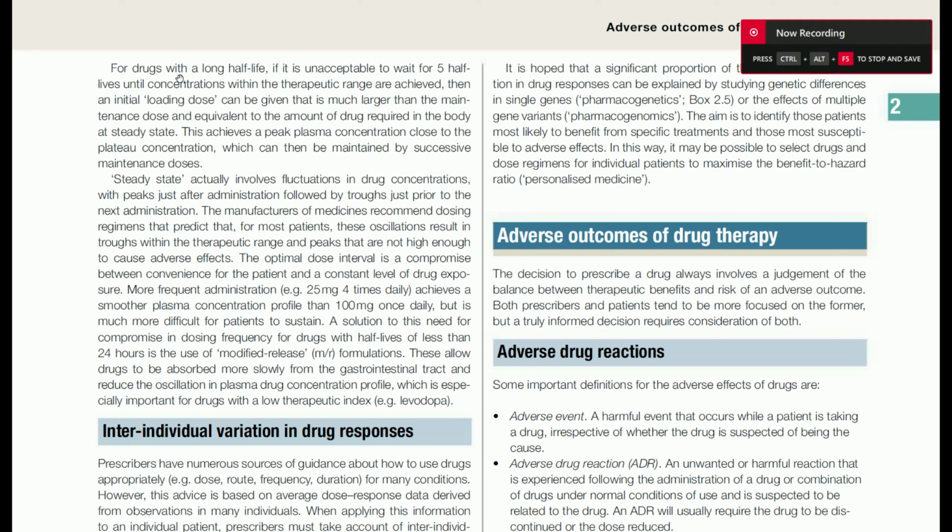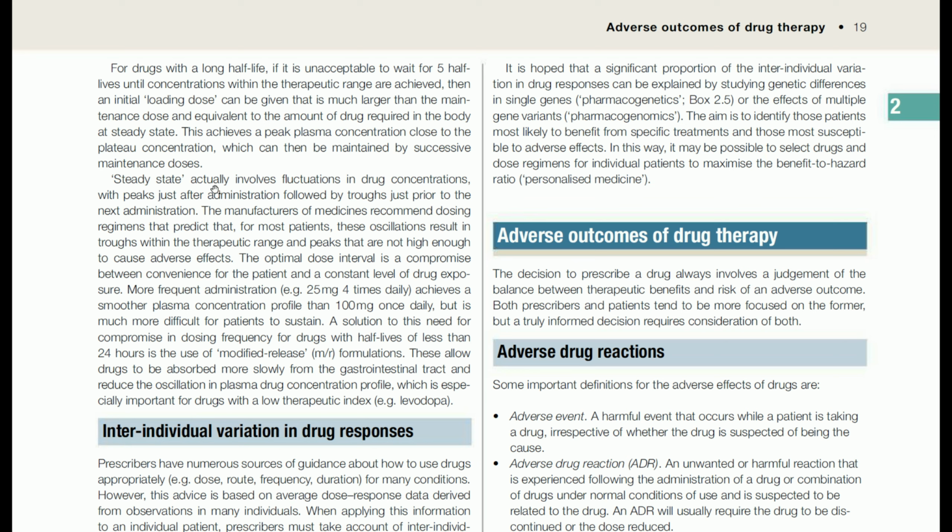For drugs with a long half-life, if it is unacceptable to wait for 5 half-lives until concentrations within the therapeutic range are achieved, then an initial loading dose can be given that is much larger than the maintenance dose and equivalent to the amount of drug required in the body at a steady state. This achieves a peak plasma concentration close to the plateau concentration, which can then be maintained by successive maintenance doses.